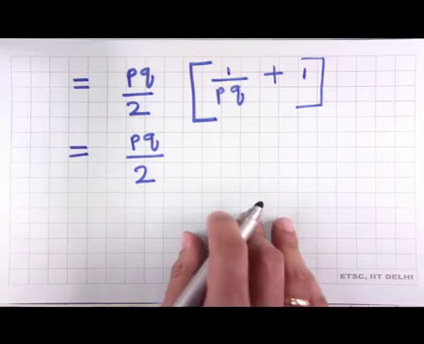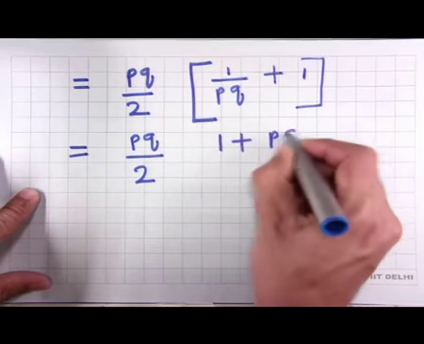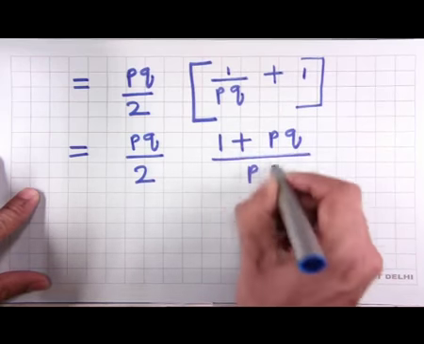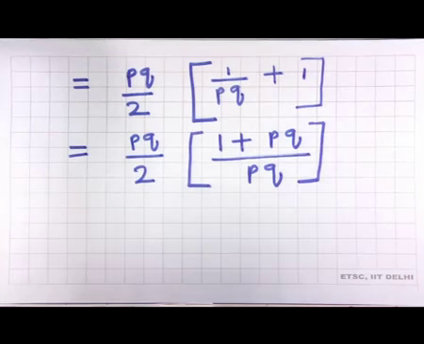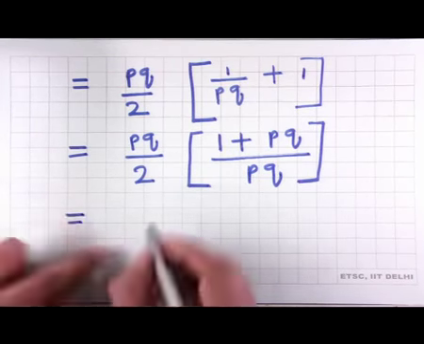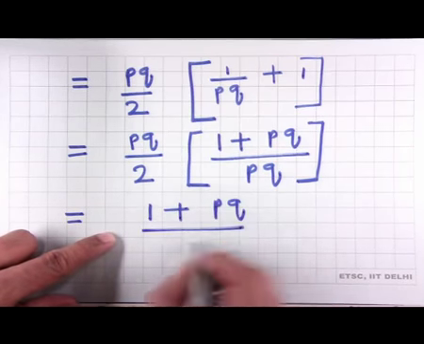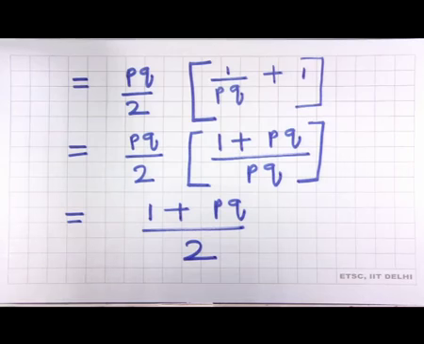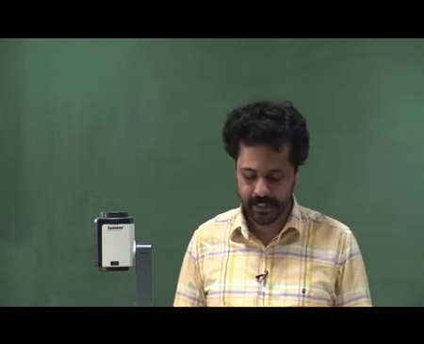Let us simplify further. PQ by 2, this is 1 plus PQ by PQ. Now PQ gets cancelled and 1 by PQ by 2, which establishes the required solution. Let us move further to the next problem.